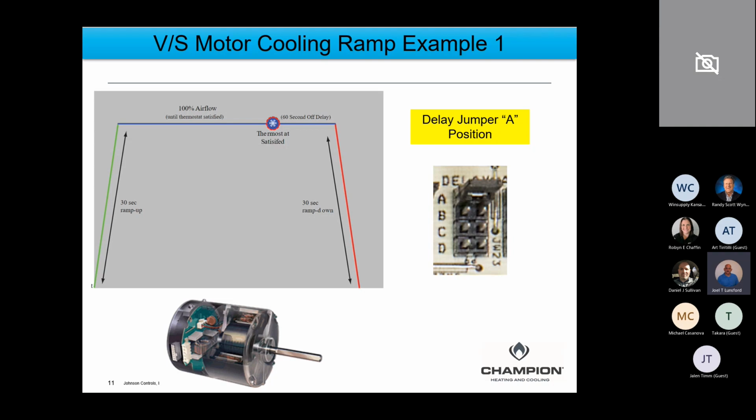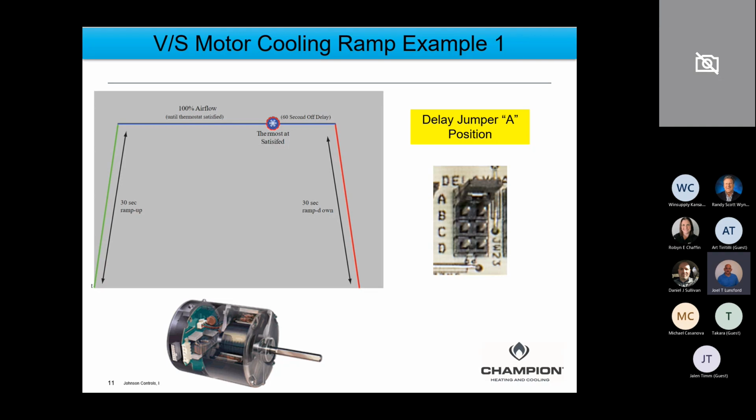thermostat is satisfied. Once that thermostat is satisfied, that fan will continue to run for 60 more seconds. Even though the call for cool's gone away, it's going to take the cool energy, the cool air that could be pulled off of that evaporator coil, and it'll continue to run for 60 seconds. And then at the conclusion of 60 seconds after the thermostat is satisfied, it'll ramp down back to 0 RPM over a 30-second ramp down. So this is the normal position.